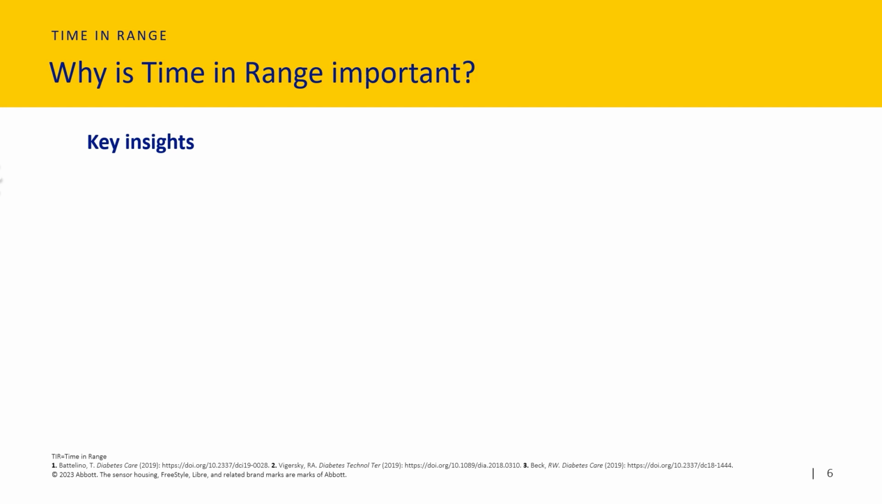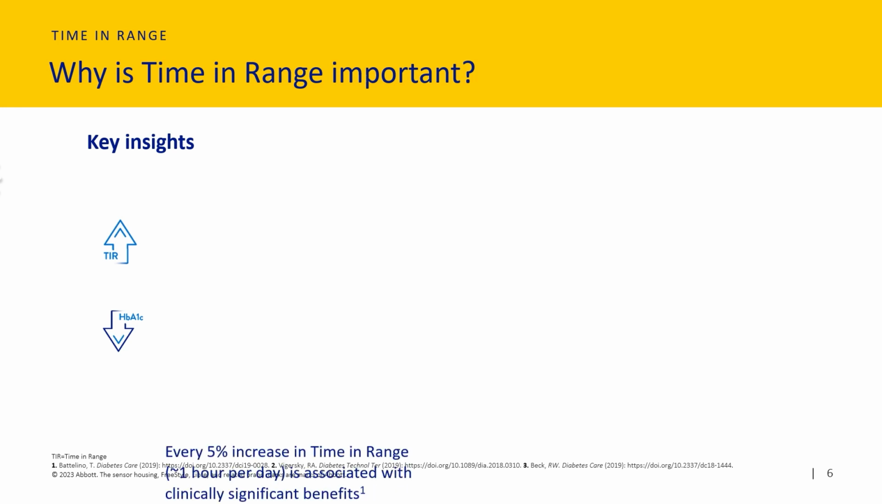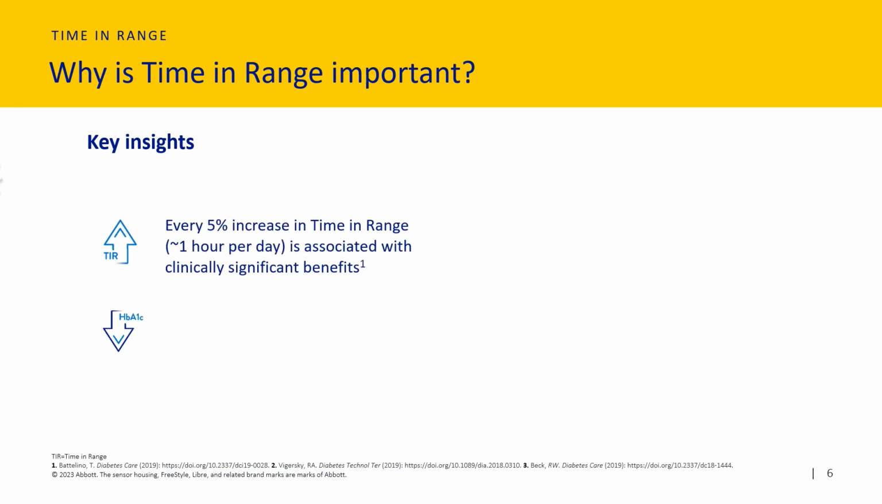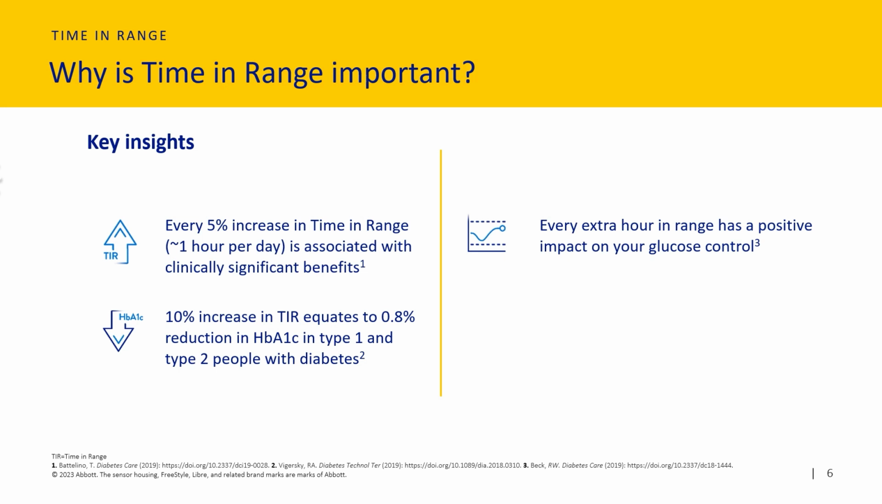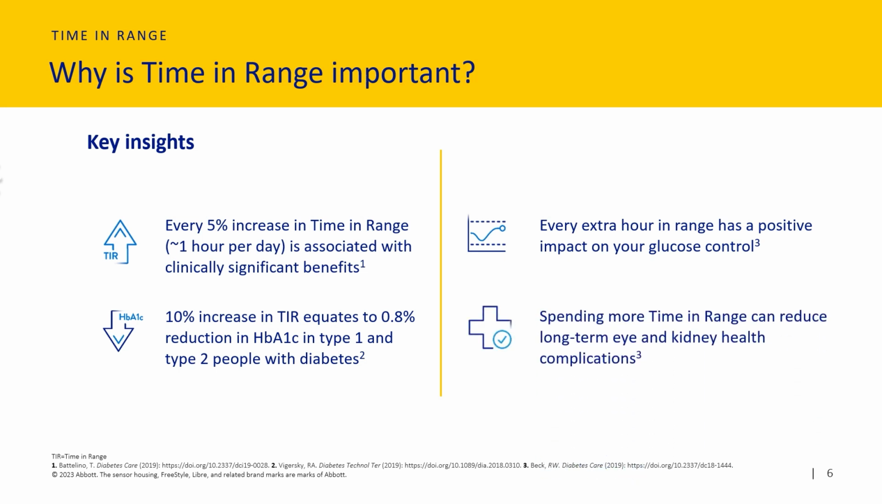So, we now know that as time in range increases, HbA1c decreases. We also know that every 5% increase in time in range, equating to approximately 1 hour per day from whatever your starting point, is associated with clinically significant benefits. A 10% increase in time in range is approximately equivalent to a 0.8% reduction in HbA1c for people with diabetes. Every extra hour in range has a positive impact on your glucose control. Spending more time in range can therefore reduce the risk of long-term eye and kidney health complications.